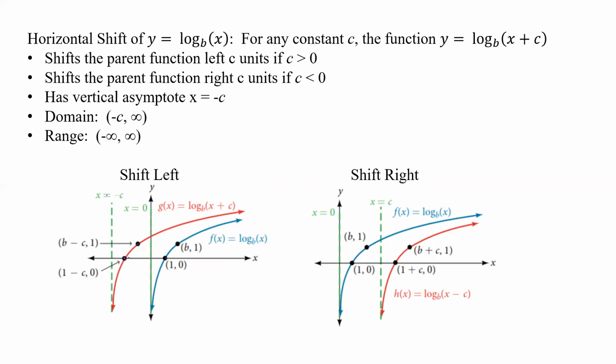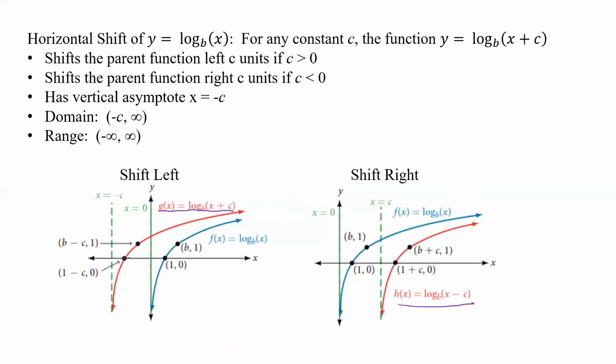Now, what if c is less than 0, so we get x minus c or something like that? Well, that means we're going to shift to the right, and so our c is going to be positive, and we're going to add c to this, so 1 plus c. We're going to add c to the b, we're going to get b plus c, and this is what the function looks like there, whereas this one is what the function looked like there. Okay, so that's how we do this one.